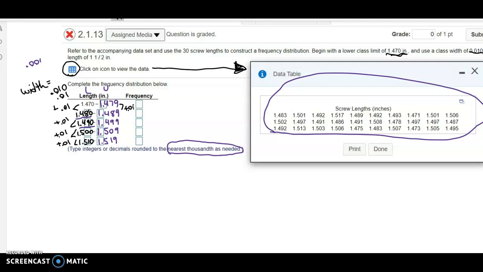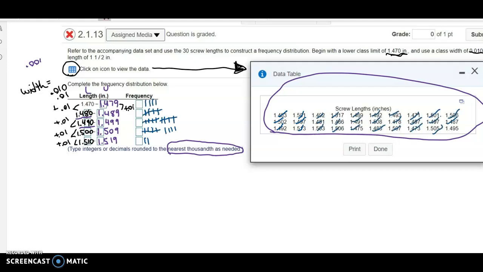So first we have 1.483. 1.483 falls in the second class, so I'll put a tally there. 1.502, that's between 1.500 and 1.509. 1.492, third class. 1.501, fourth class. 1.497, third class. 1.513, second class. So I'm going to pause the video, finish the tally, and then we can check in together.